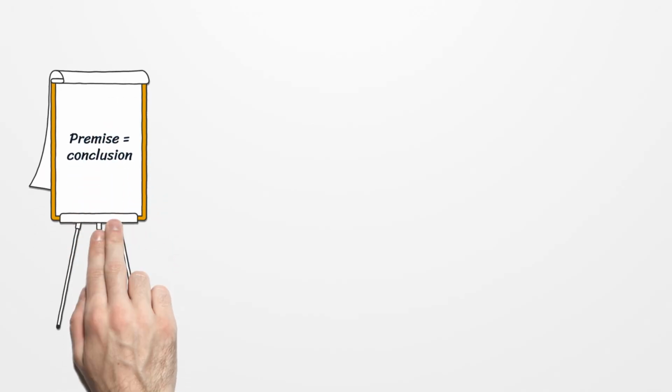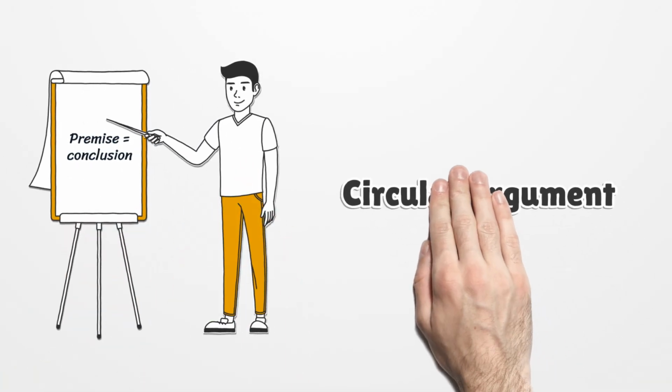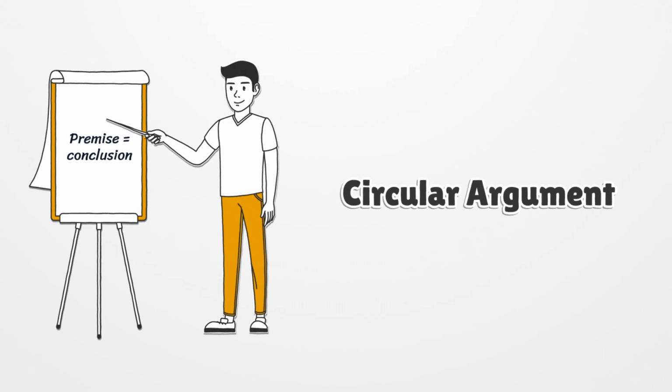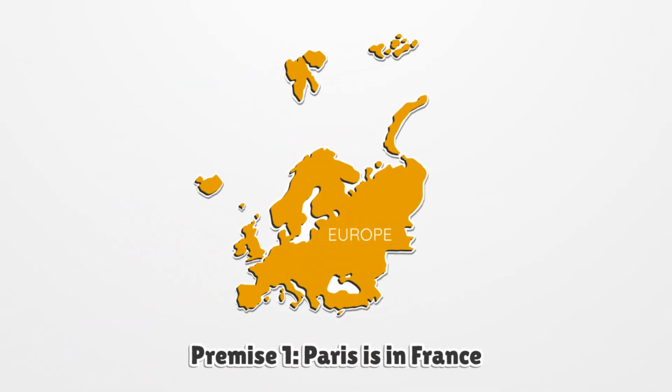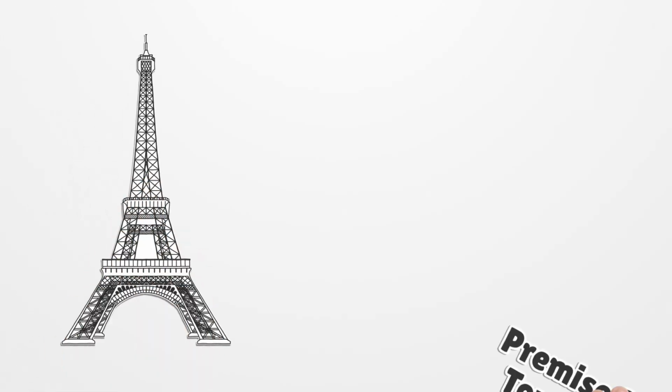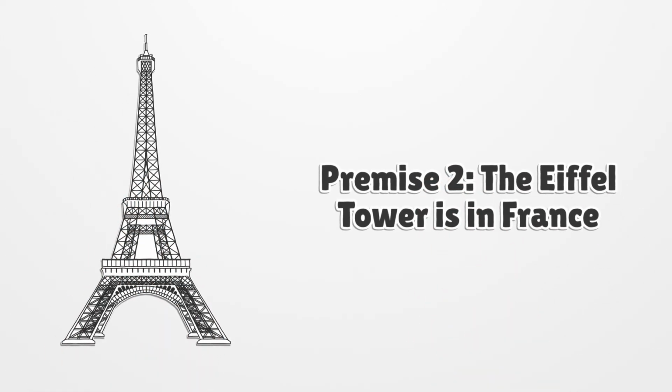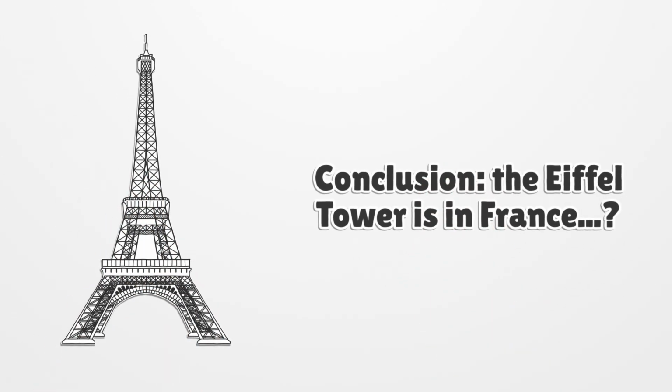So what's a circular argument? A circular argument is where one of the premises is or assumes the conclusion. For example, if we were to say Premise 1, Paris is in France. Premise 2, the Eiffel Tower is in France. Conclusion, the Eiffel Tower is in France. That would be a circular argument.